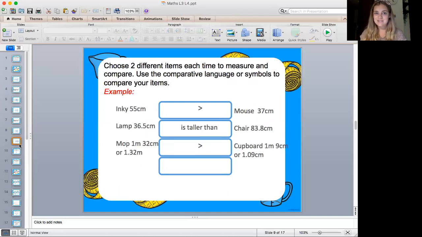Your main activity for today. You're going to choose 2 different items from around your house. Make sure you're allowed to take those items, make sure they're safe. Maybe just choose something from your bedroom or something that belongs to you. You will measure the items and compare them.